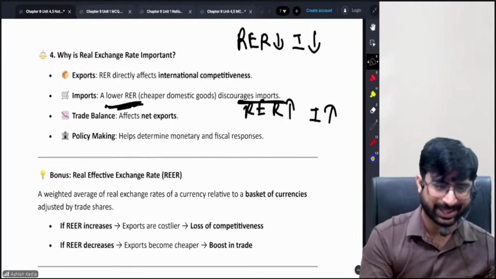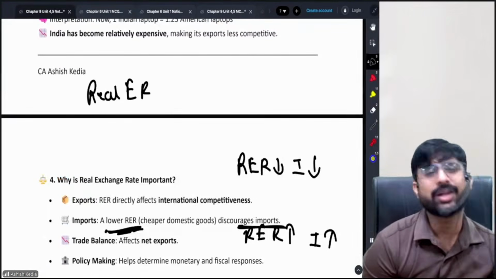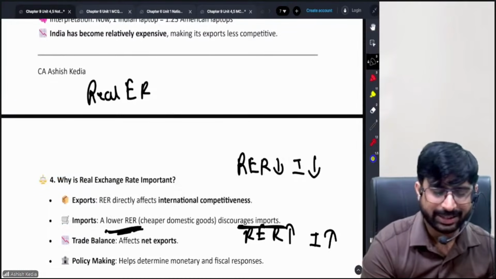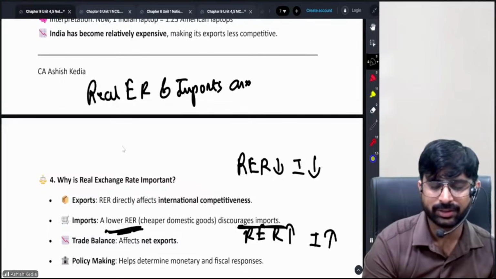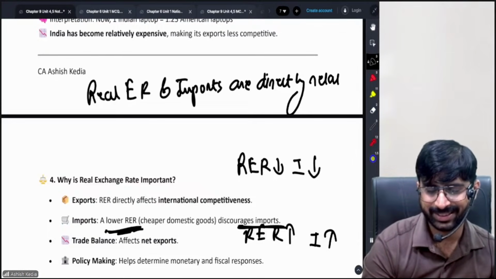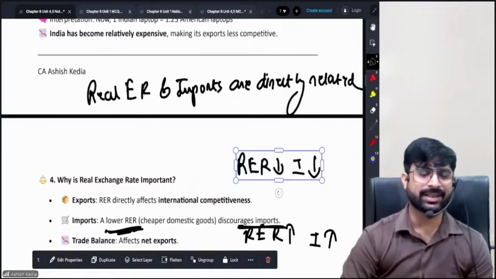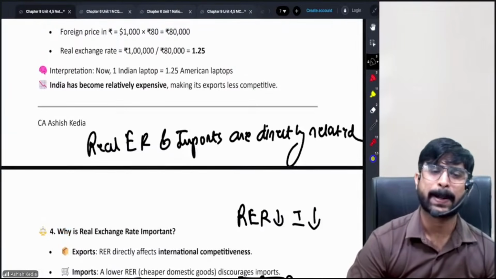You should write it down, class. Real exchange rate, you are getting a good chance to recap everything. Real exchange rate and imports, friends, are directly related. A rise in one leads to a rise in another. A fall in one leads to a fall in another.